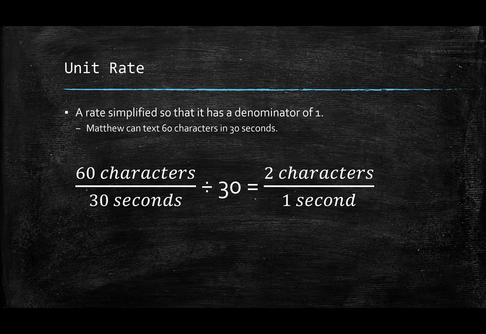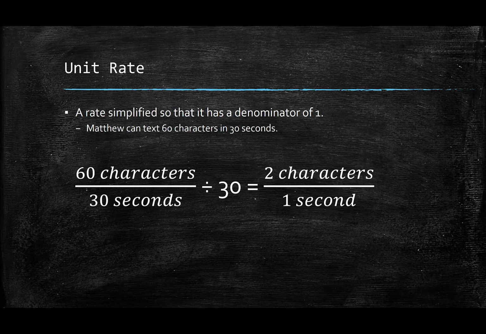Now that we have our rate in a fraction format, we need to take steps to convert it to a unit rate. Let's look at our example again. Matthew can text 60 characters in 30 seconds. We have already seen that this rate can be written as a fraction as shown on the screen. To convert this rate to a unit rate, we need to simplify our fraction so that it has a denominator of 1. To do this, we divide both numerator and denominator in our fraction by our denominator value, 30.